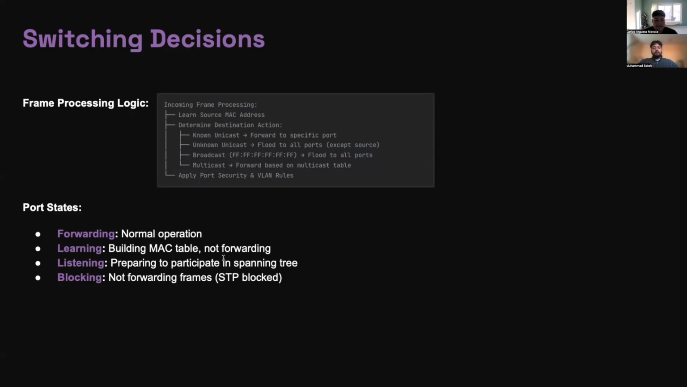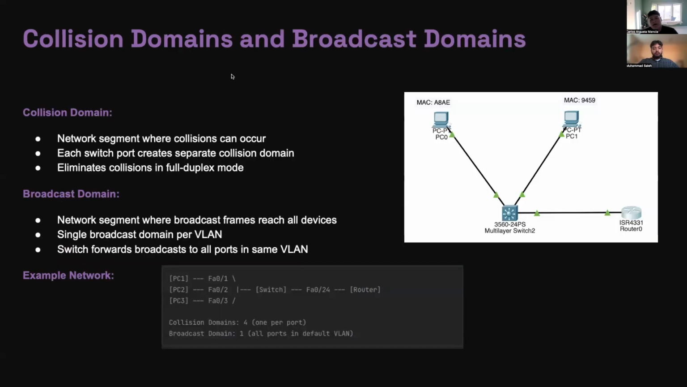This can be prevented with a command on the actual interface, called PortFast, which says, hey, skip those and just go straight to forwarding. But we'll touch more on that in another video. So let's talk about what collision and broadcast domains are.